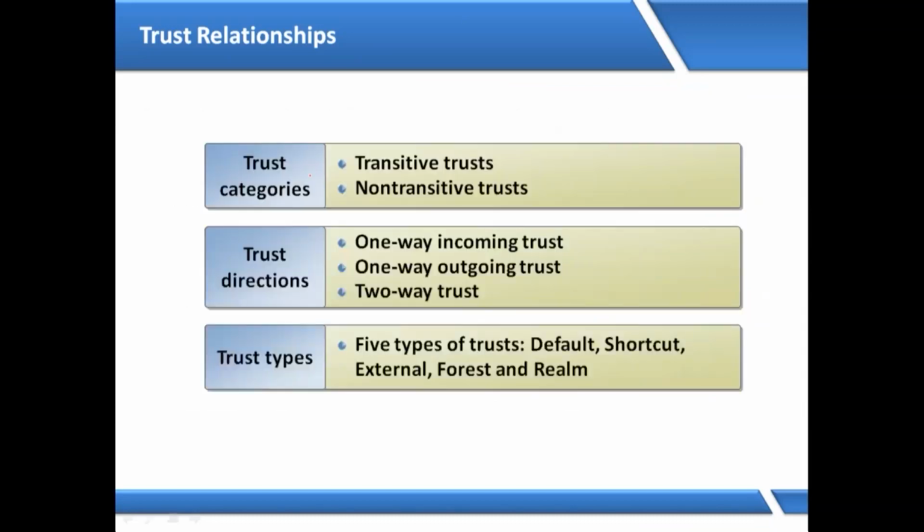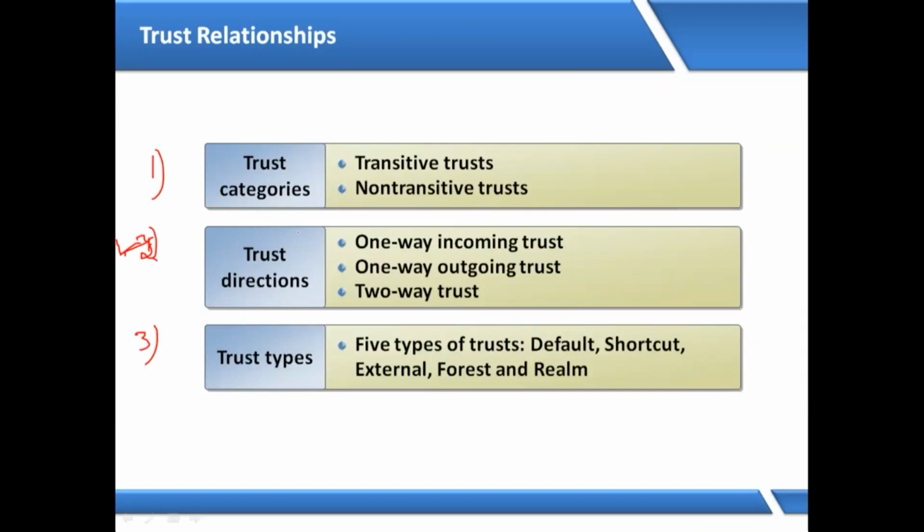So to create the trust relationship, we need to be aware of three things. Once we discuss these, then we can create a trust. Trust categories, trust direction, trust type. First we'll discuss the trust direction because it is easier to understand. It is the same as our mobile.